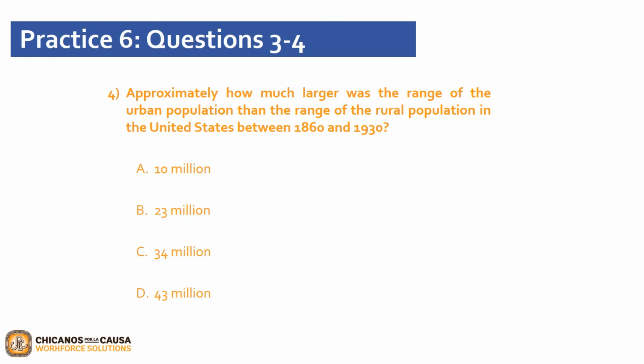Okay, so now that we have the ranges for both urban and rural populations from the 1860s and the 1930s, let's move on. So now we are going to subtract 29 from 63, which gives us our answer, 34 million. See, it wasn't that hard. I know. But don't worry. Like I said, if you need a refresher, go back to Unit 2, and you can always come back to Social Studies. Okay?